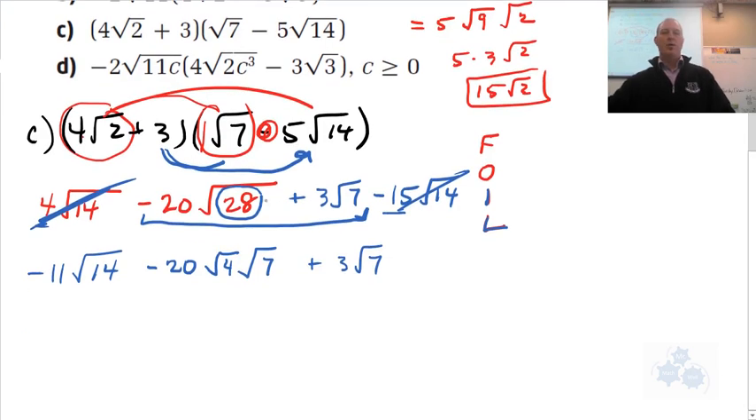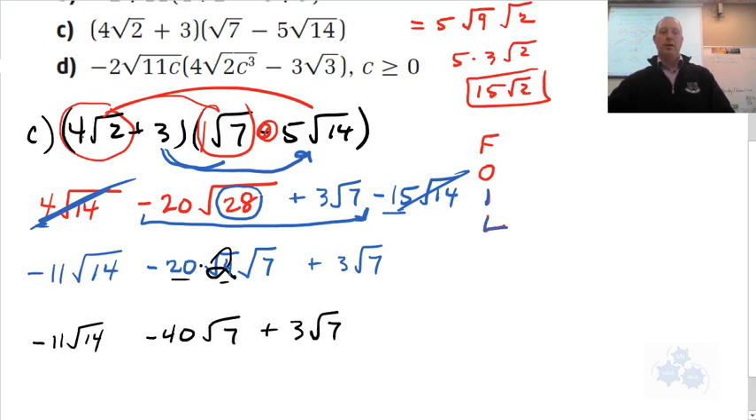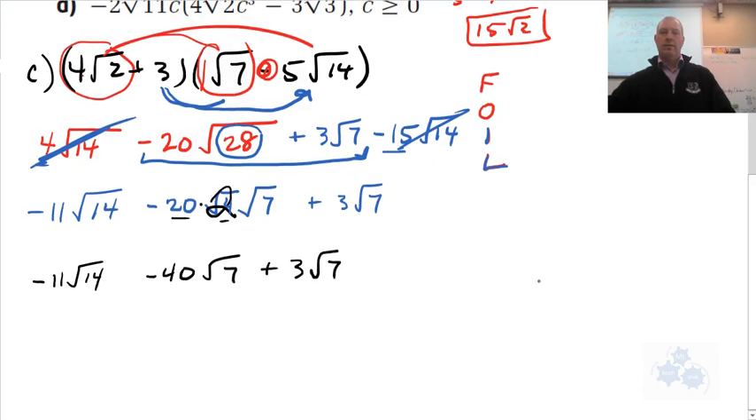So when you said no, they're not like terms, and then you said yes, they are like terms, you're right, they are like terms. So let's do that. So this is actually 20 times 2, right? That root 4 is a 2. So 20 times 2 is negative 40 root 7 plus 3 root 7. Are we good with that?